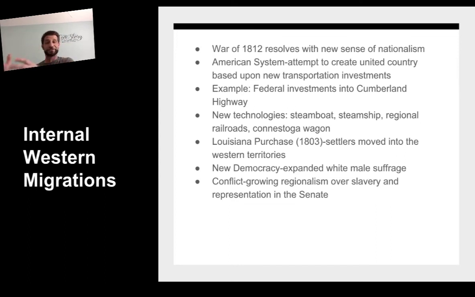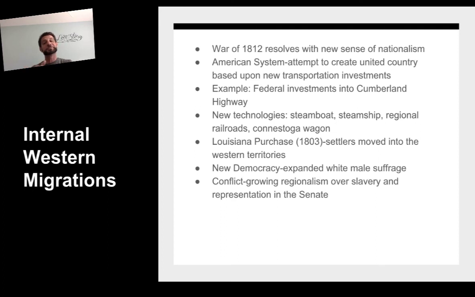So an example was that the federal system would invest into the Cumberland Highway, and that we would start using new technologies like the steamboat, the steamship, regional railroads, and the Conestoga wagon to move out west, unite the country. And this comes, of course, on the back of what was done in 1803, the Louisiana Purchase, where settlers were beginning to move into Western territories that had been bought by Thomas Jefferson. Once that happens, the country dramatically changes.